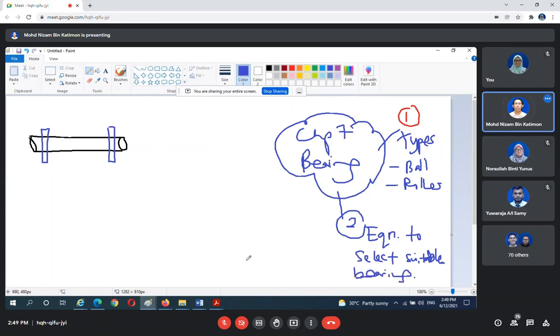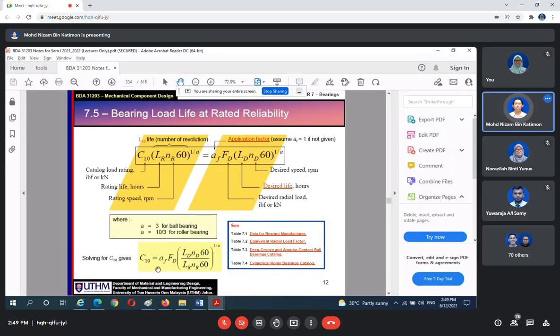To select a suitable bearing is by calculating the C10 value. So C10 equals A_F F_D times L_D N_D 60 over L_R N_R 60.